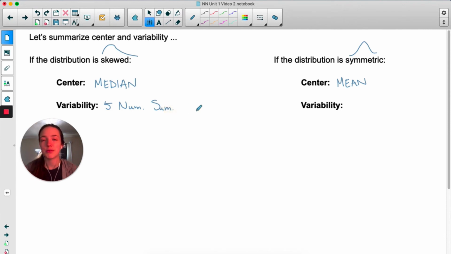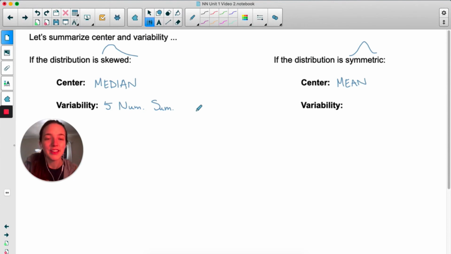The 5-number summary does include the median as one of the 5 numbers, and it gives you a really good idea of how spread out the data is by telling you 25% of the data is from here to here, 25% is from here to here, 25% from here to here. It's a good measurement of variability if you're using the median as your center.